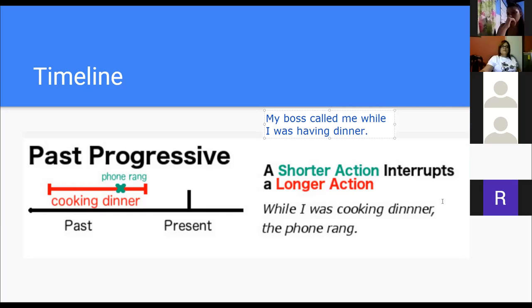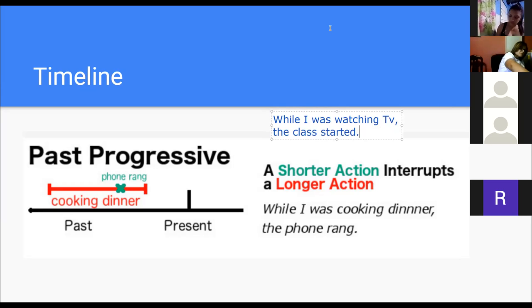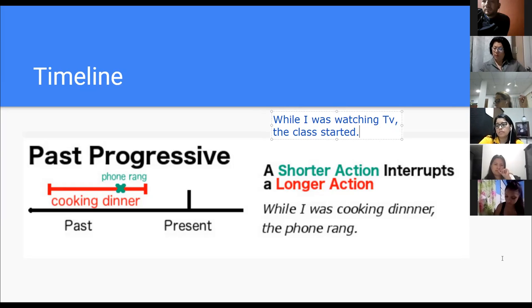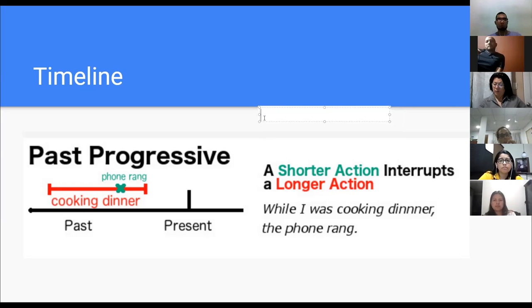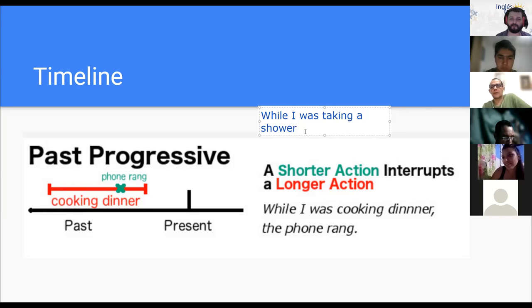Ernesto, let's have your example. I was watching TV, the class started. Well, I was watching TV, the class started. Very good. Good job. All right, Tatiana, give me your example. I was taking a shower, the bell rang. Okay, very good, the bell rang.